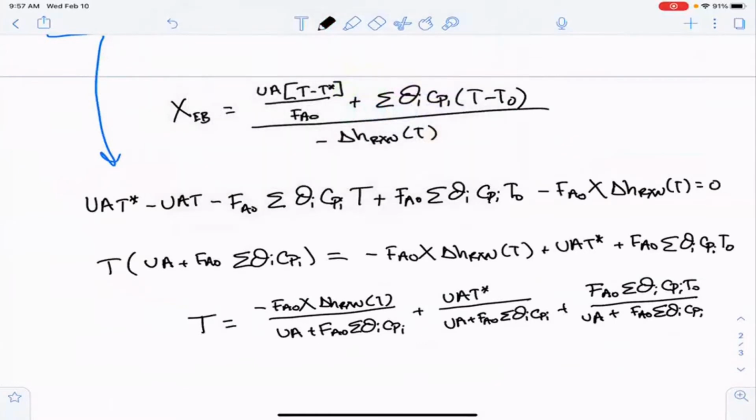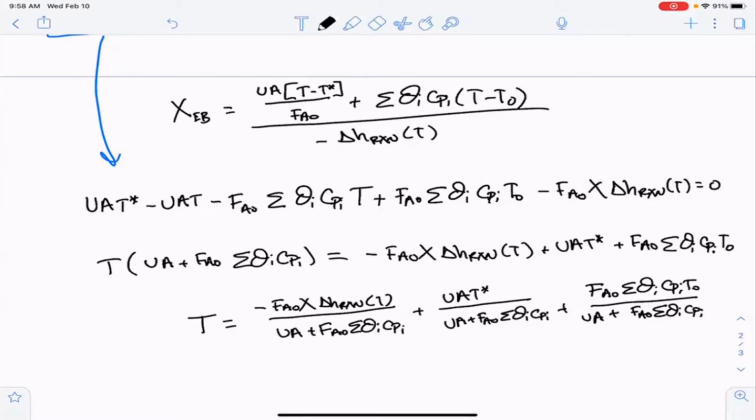I had a question about the temperature being explicit in that equation, because you have to know the temperature to know delta H of reaction. So I didn't know how you would approach that. Yeah, that's a really nice question.